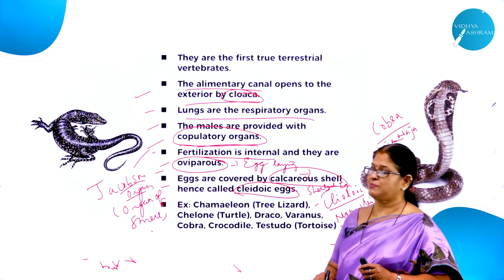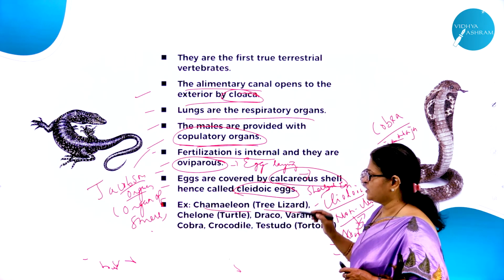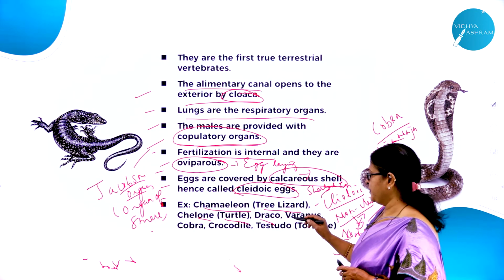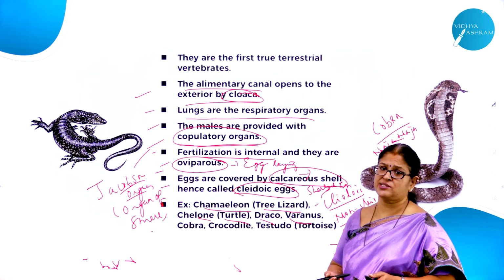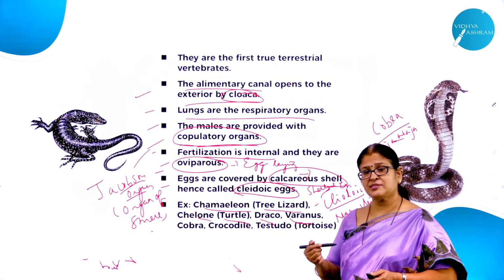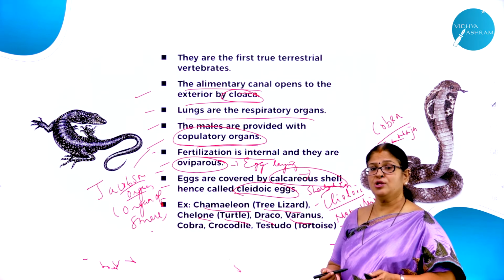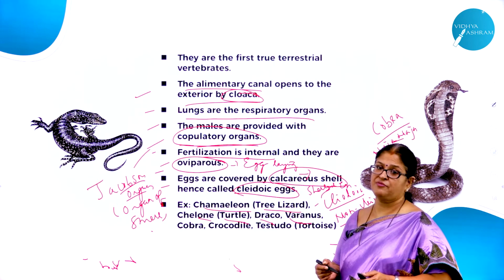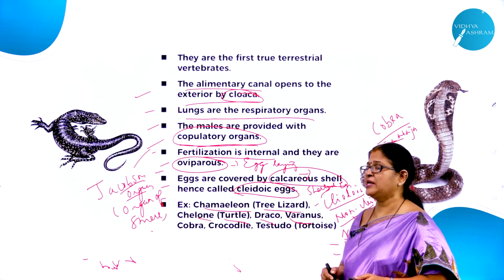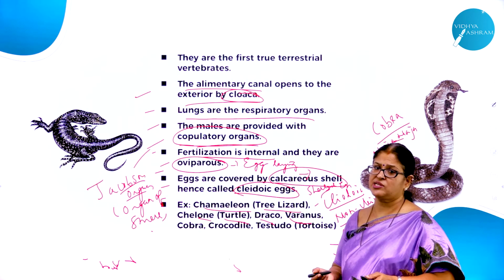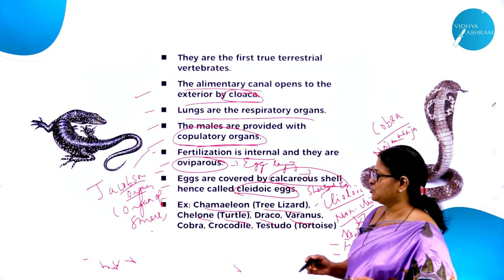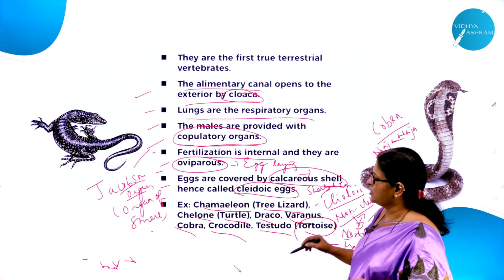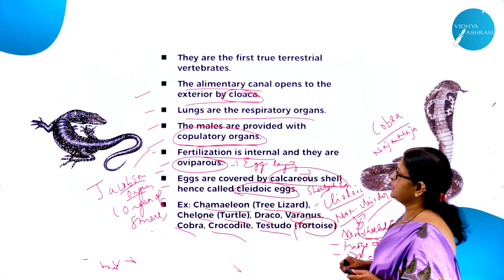What are the classical examples you can give? Chameleon, that is the tree lizard. Chelone, that is the turtle. Draco, right? Then Varanus, and as I said, all snakes are not poisonous, right? There are some snakes which are poisonous and some are non-poisonous. So first we should make sure which snakes are poisonous and which are non-poisonous, because as I said, for any snake we feel is dangerous, we try to kill it. So we should not do that. And cobra and crocodile, and Testudo, that is the tortoise. All these are examples for class Reptilia.